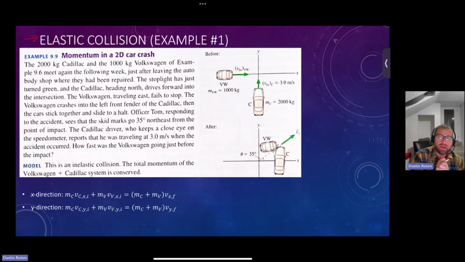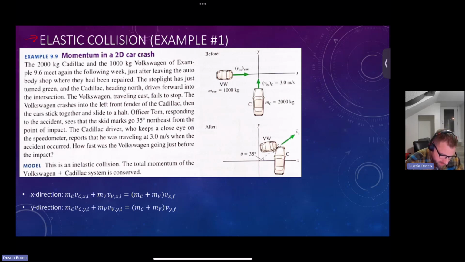For this problem, I pulled this from the textbook, and it does reference a previous problem that we're not going to use. So if it feels like you're watching the sequel to a movie you missed, don't worry about it. So we have this 2,000 kilogram Cadillac and a 1,000 kilogram Volkswagen. From a previous problem, apparently they crashed into each other. So just after leaving the auto body shop where they've been repaired, they actually meet each other again.